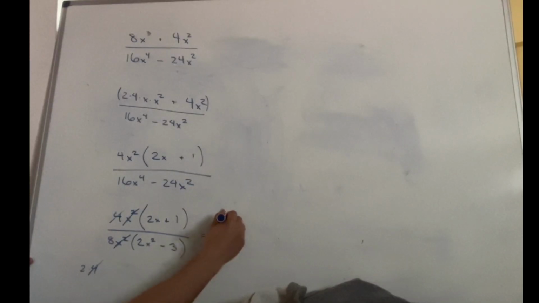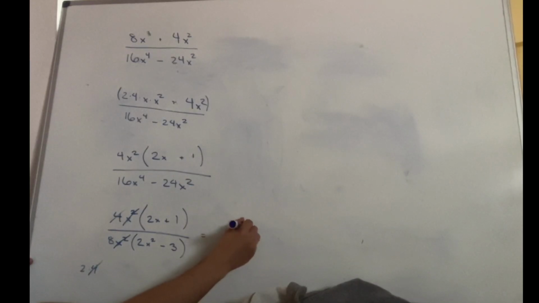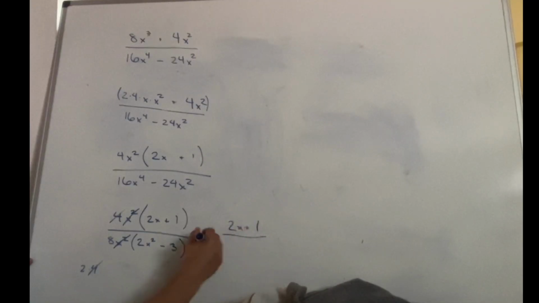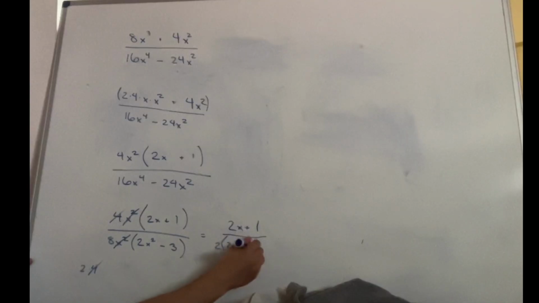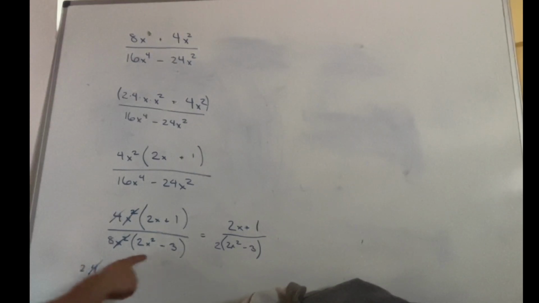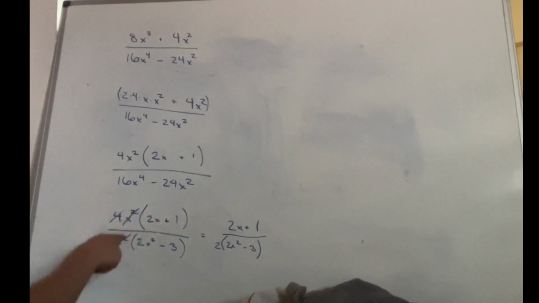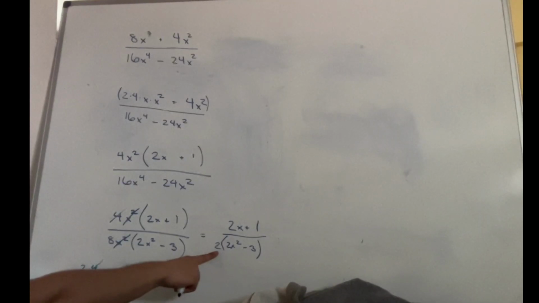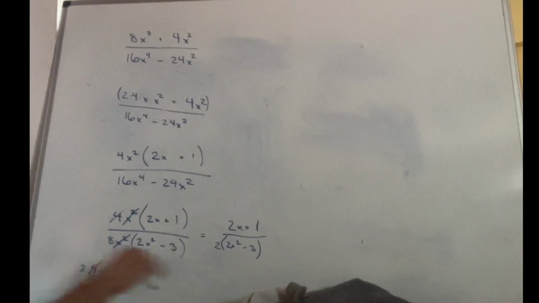So you can rewrite this as 2x plus 1 over 2x squared minus 3, right? Because this 8 is the same thing as 2 times 4, and this 4 applies to everything at the bottom, and there's a 4 that applies to everything at the top. So you can cancel out the 4's, and you're just left with this 2, which is right here. And that would be the final answer, because you can't really do anything else with it.